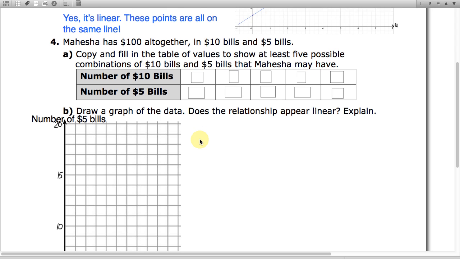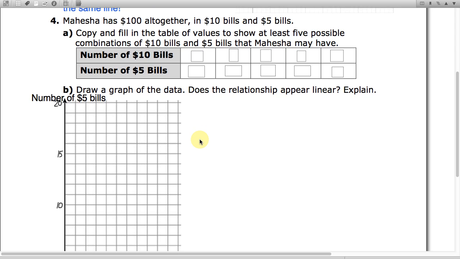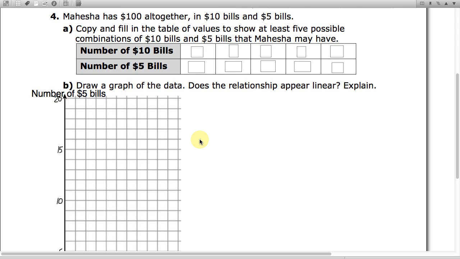So next thing, we've got Mahisha, who has $100 altogether. She's got some $10 bills and some $5 bills. I'd like to copy and fill in the table of values to show at least 5 possible combinations of $10 bills and $5 bills that Mahisha may have.